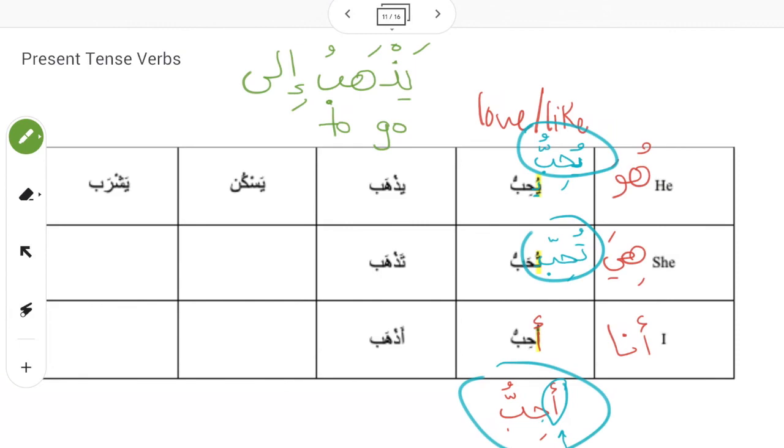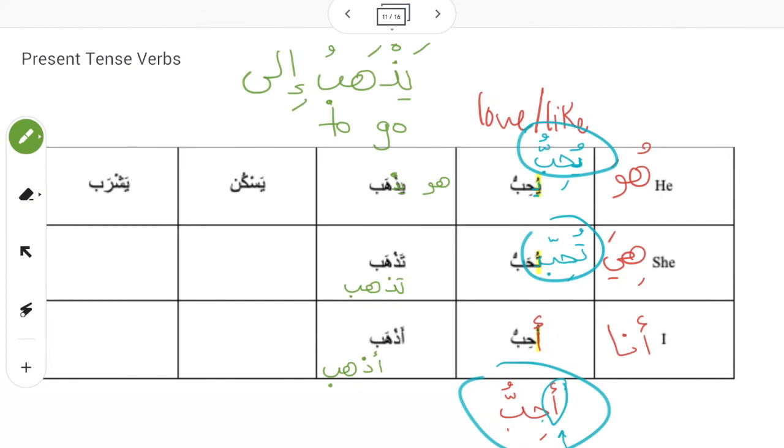Okay. So we have هو يذهب with a ya. Then we have, let's just go on top, هي, she goes, تذهب, and أنا, it's that alif hamza again, أذهب.